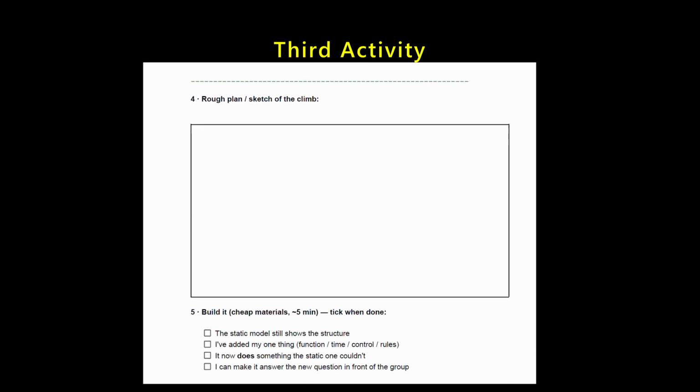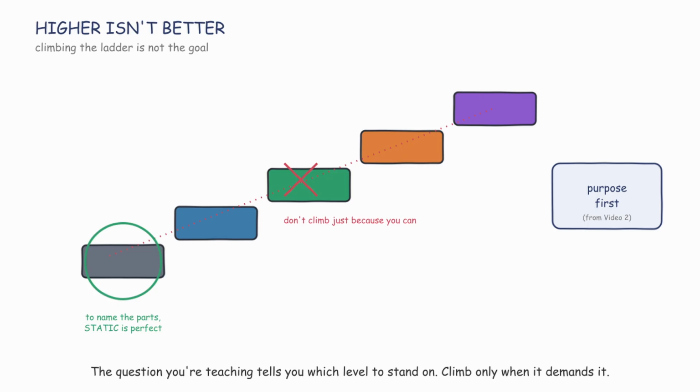One warning before we finish. Climbing the ladder is not the goal. Higher is not automatically better. If your students need to name the chambers of the heart, a still labeled clay heart is the perfect tool. Full simulation would just get in the way. You have to know where the parts are before it makes any sense to watch them move.